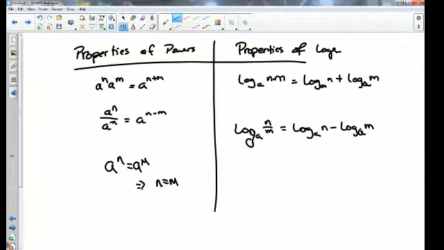Correct? Pretty basic. Logs have the same property. Bases have to match.